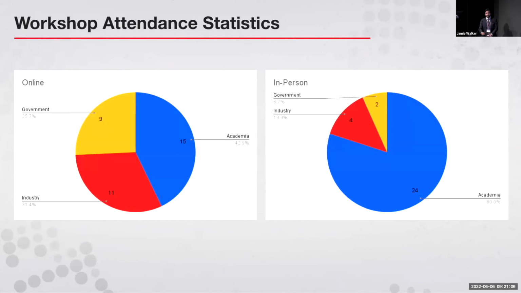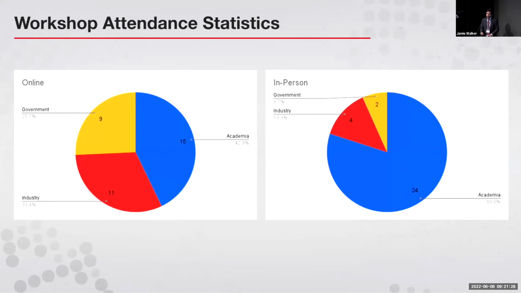Just a quick survey of workshop attendance statistics. This is only the people who have formally registered. There are also many others who are sharing the password and appearing online. For online, we have around 26% government, 31% industry, and 43% academia. In person, we have about 7% government, 13% industry, and around 80% academia. So I think this is going to be a good mix of different viewpoints, and I'm really looking forward to that engagement.